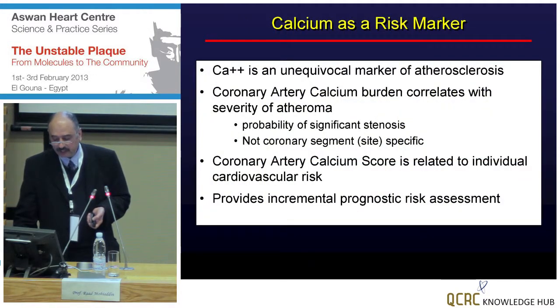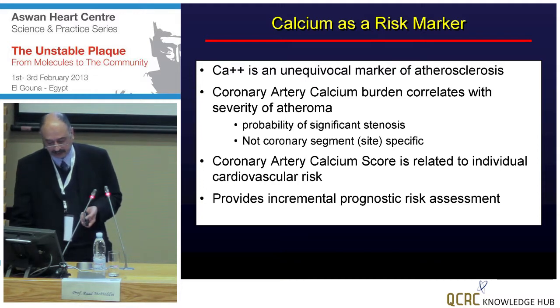It is an unequivocal marker of atherosclerosis. Coronary artery calcium burden correlates with severity of atheroma. Coronary artery calcium scores relate to individual cardiovascular risk and provide incremental prognostic risk assessment as well.